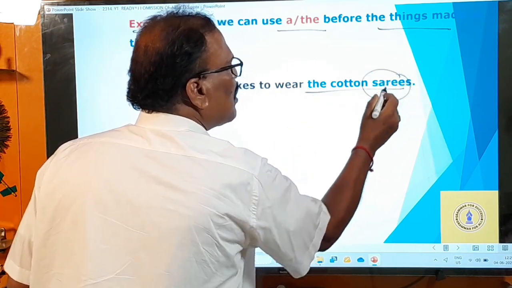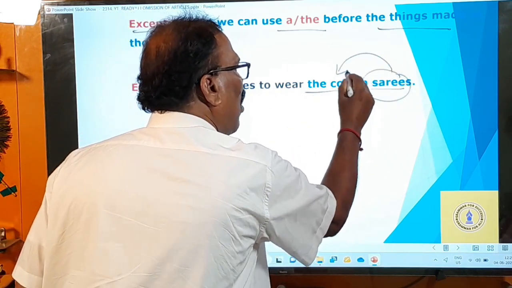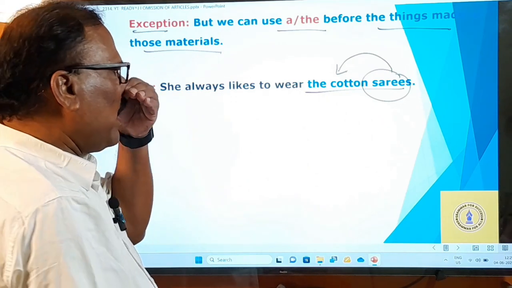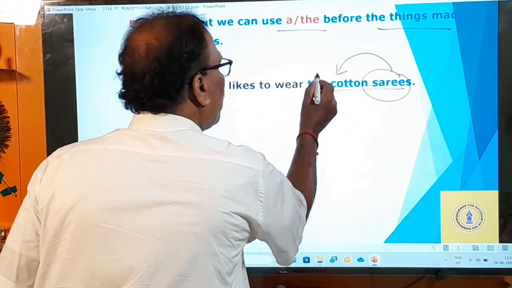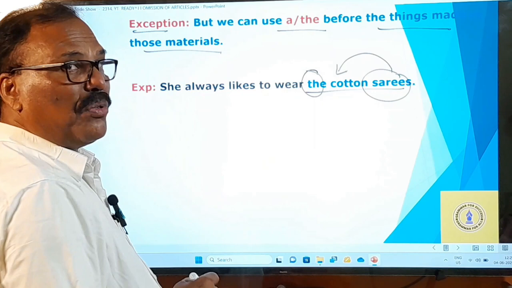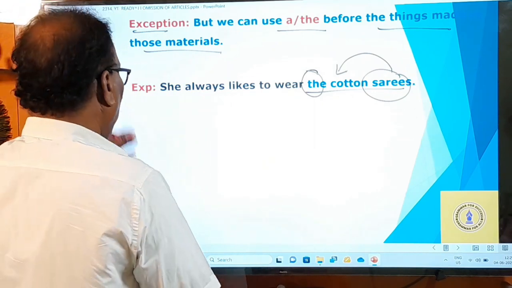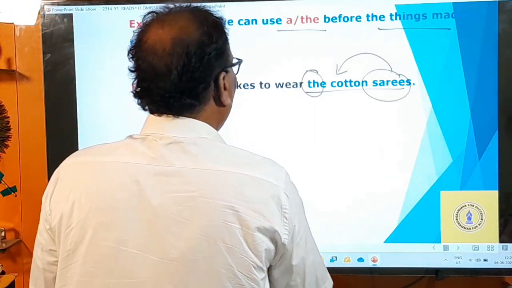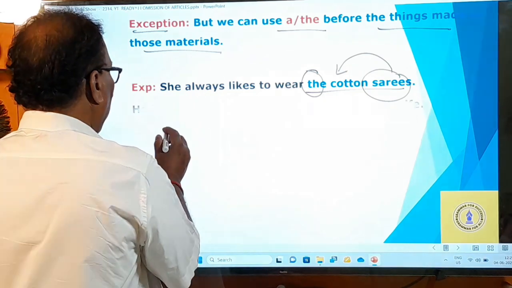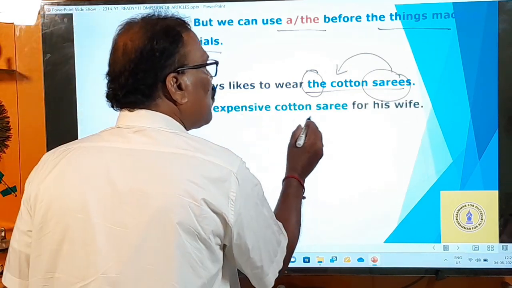Here we are talking about the saris that are made of cotton. That's why we are using the before that. And here you see the cotton saris. And here, what is that? He bought an expensive cotton sari.